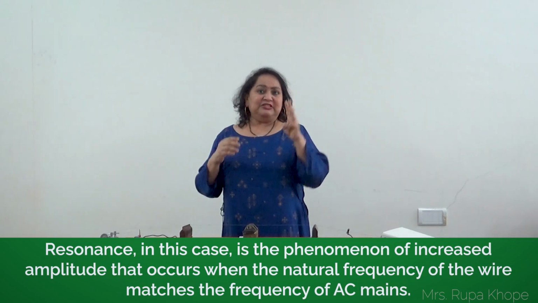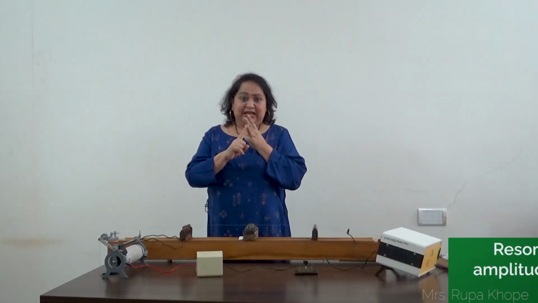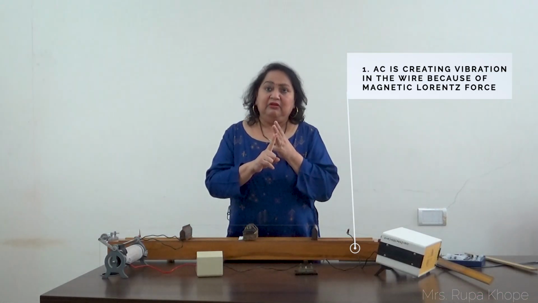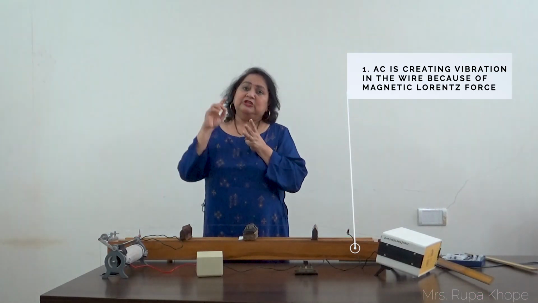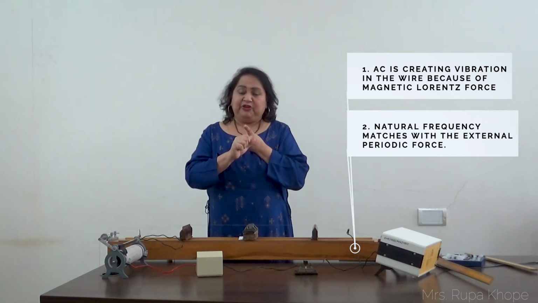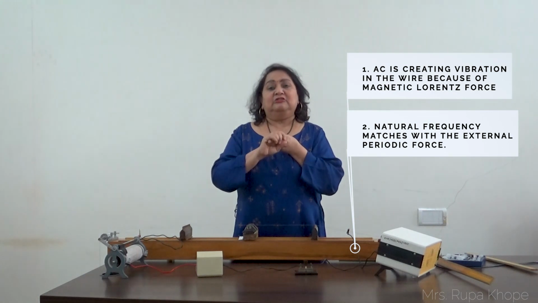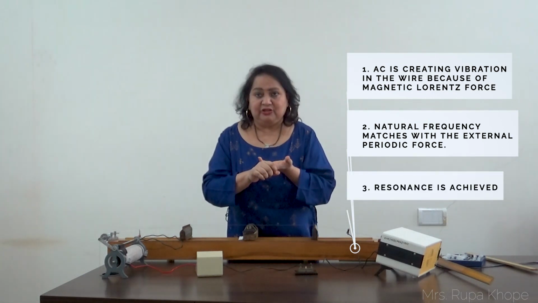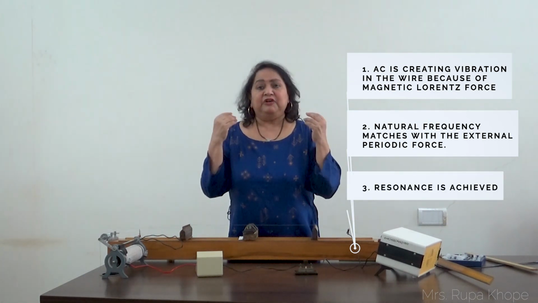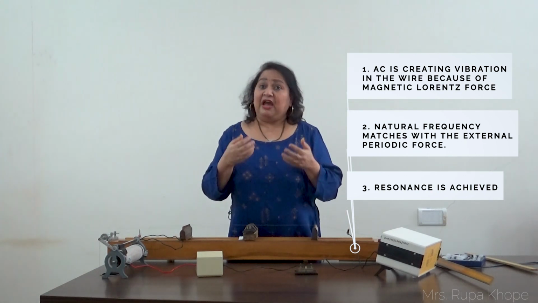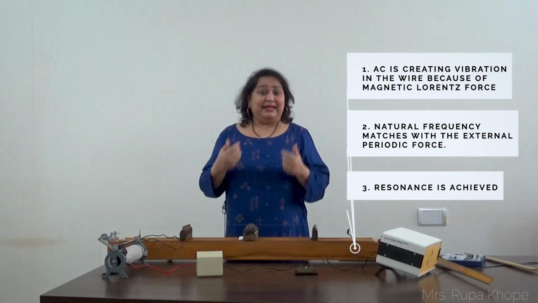So we have run three concepts. First is AC is creating vibration in the wire because of magnetic Lorentz force. Secondly, natural frequency matches with the external periodic force. And the third is resonance is achieved. That's all about the experiment. Now we need to do the calculations and graph and find out the frequency of AC mains.